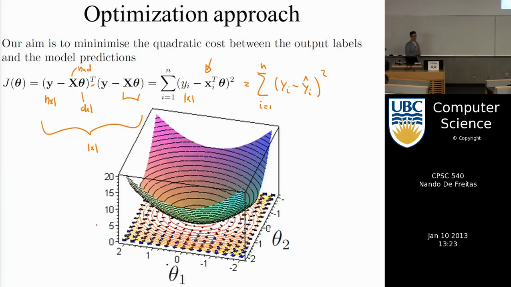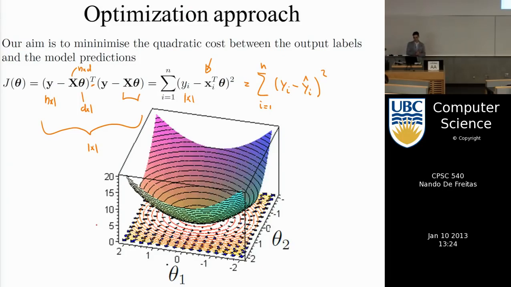So we can either write it component-wise using sums, or we can write it in matrix notation in this form. Throughout this course, I will favor matrix notation because it's much more compact. And once you form the matrices, it's really easy to manipulate them.